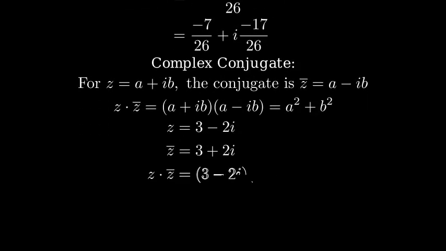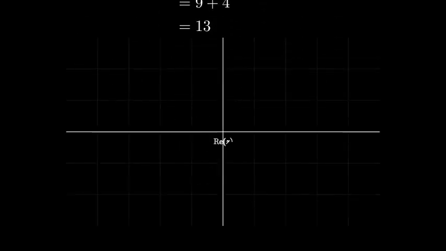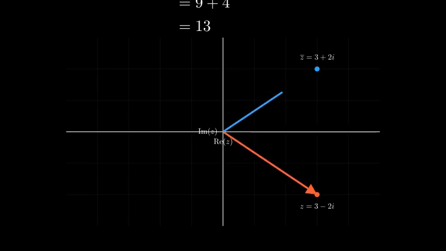For example, if z = 3 - 2i, then its conjugate z̄ = 3 + 2i, and their product is (3 - 2i)(3 + 2i) = 9 + 4 = 13. We can visualize the complex conjugate in the complex plane. If we have a complex number z, its conjugate z̄ is obtained by reflecting z across the real axis. This is because conjugation only changes the sign of the imaginary part, keeping the real part the same.